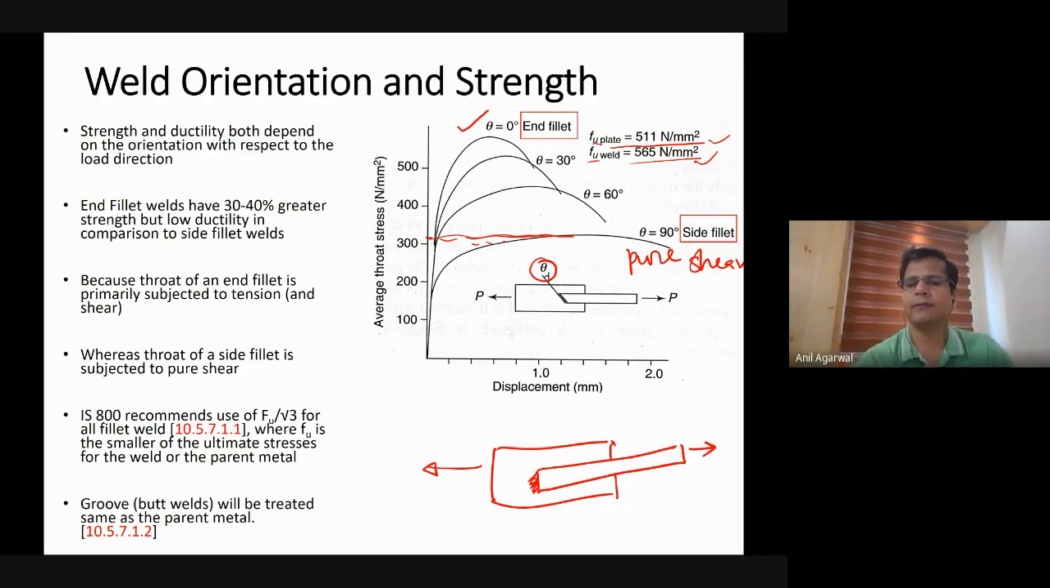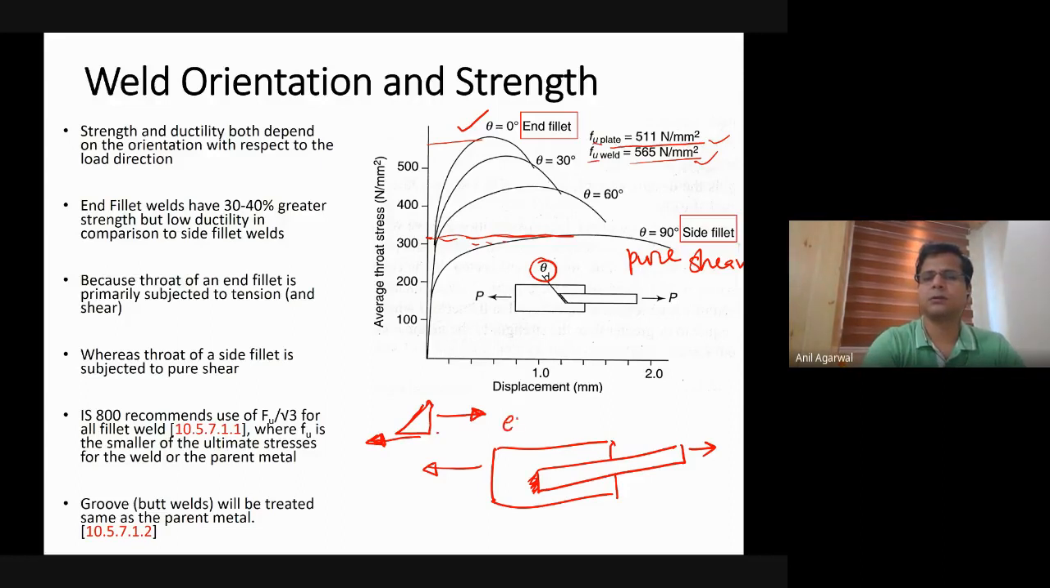And if you look at this kind of fillet in the other view, this surface is being pulled this way and this surface is being pulled this way. So it is not a pure shear situation, it is a combination of shear and tension. And from the experiments you can see that the capacity is relatively much higher. It's almost in the same ballpark as the FU weld and FU plate values. So this is an end fillet, a combination of shear plus tension, and the capacity is much higher.